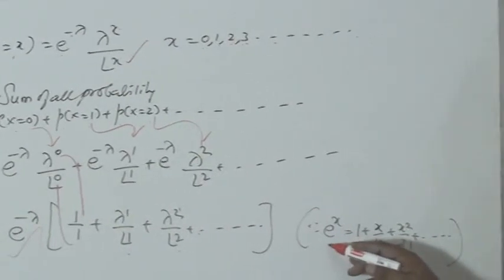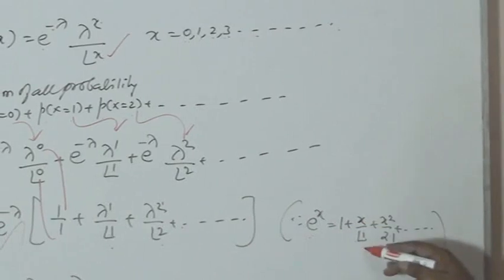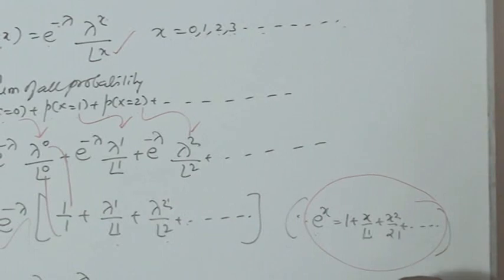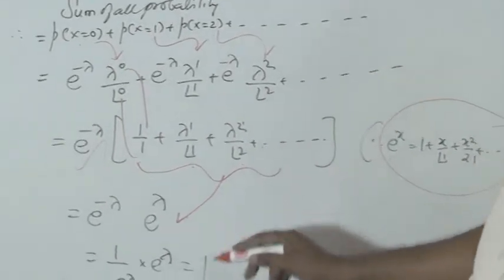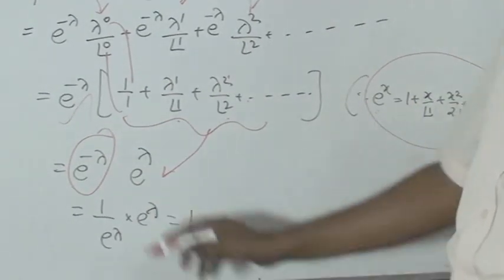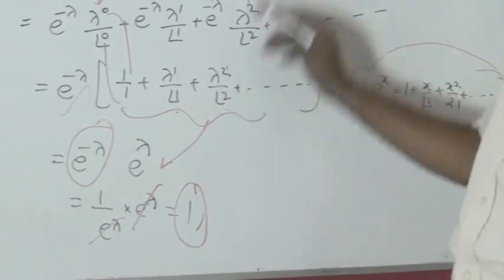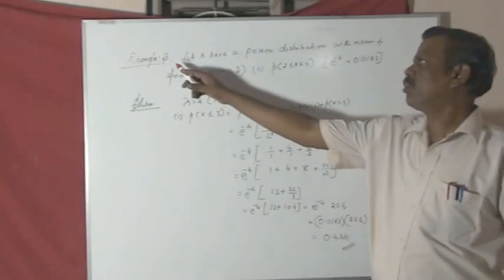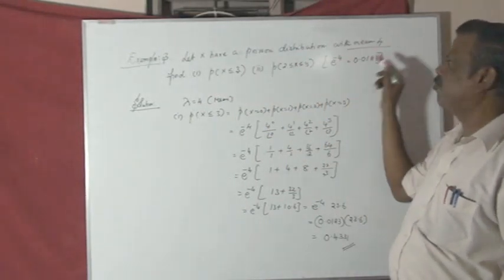So here we know the value of exponential function, that is e power x value is 1 plus x by factorial 1 plus x square by factorial 2 and so on. So this is an exponential function. Therefore this can be written as what? E power lambda. So instead of x we can have lambda. So e power minus lambda can be written as 1 by e power lambda. So e power lambda will get cancelled, so we get 1. Therefore the sum of these probability values becomes what? 1.